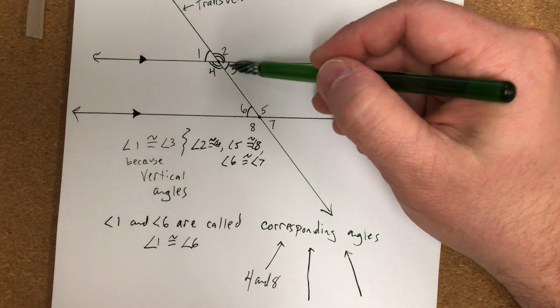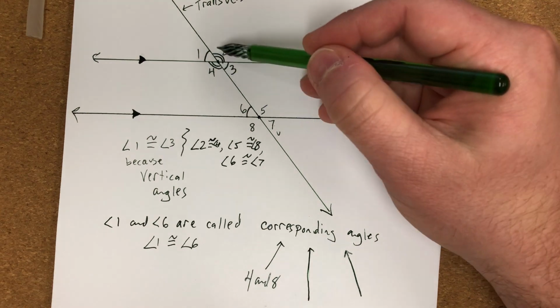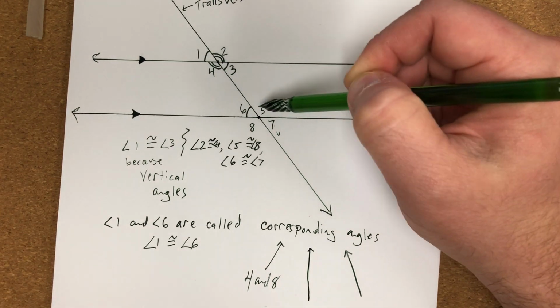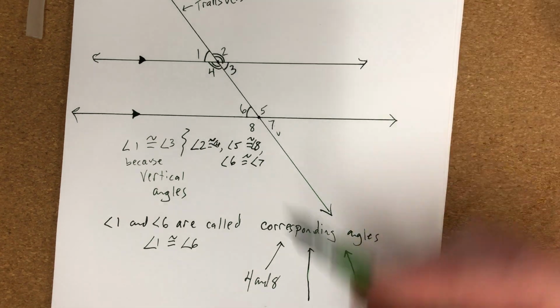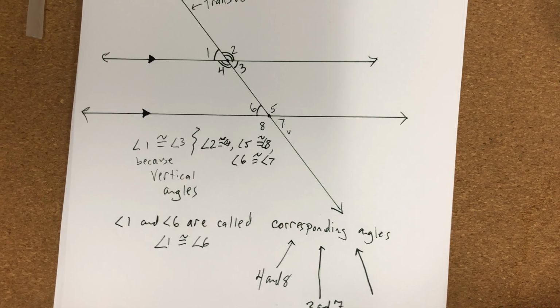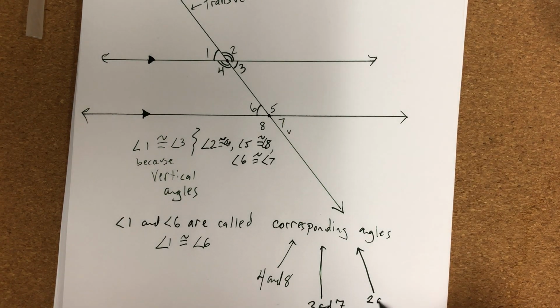Let's see, what corresponds with 3? 7. See, it's the angle that's in the same spot, like top left, top right, bottom left, bottom right. So 3 is the bottom right. It goes with the bottom right there. So that's 3 and 7. And then 2 and 5 would be our last 2 corresponding angles.